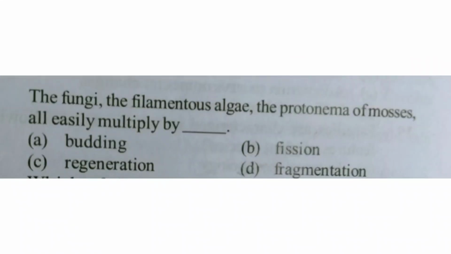The fungi, the filamentous algae, the protonema of mosses all easily multiply by A. Budding, B. Fission, C. Regeneration, D. Fragmentation.